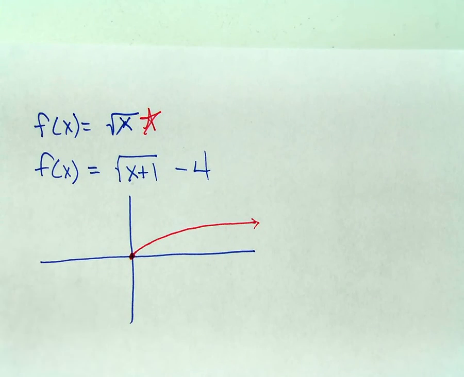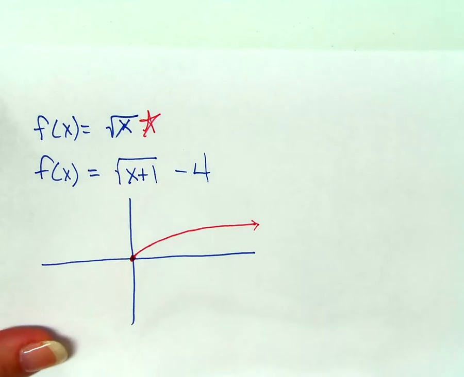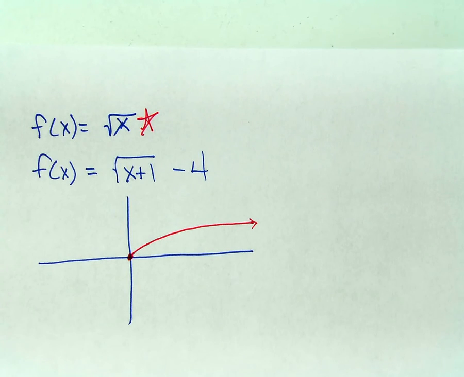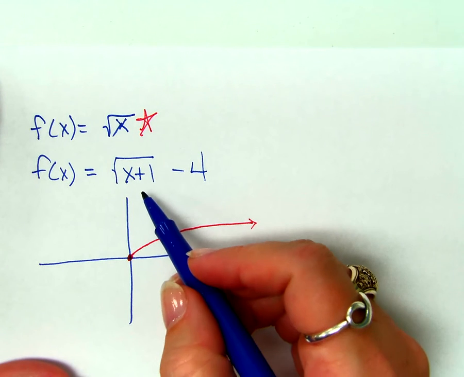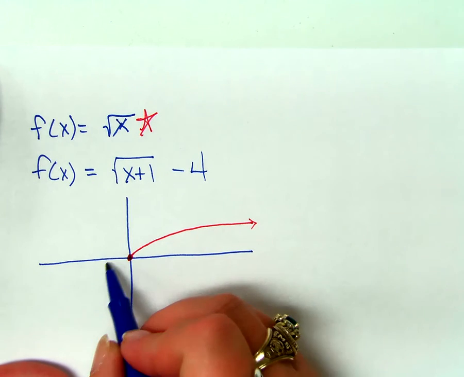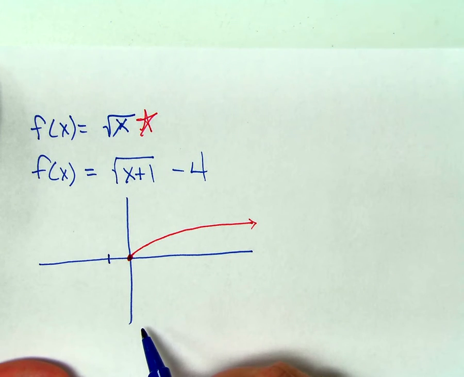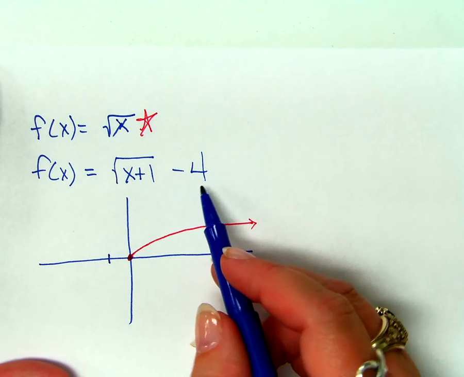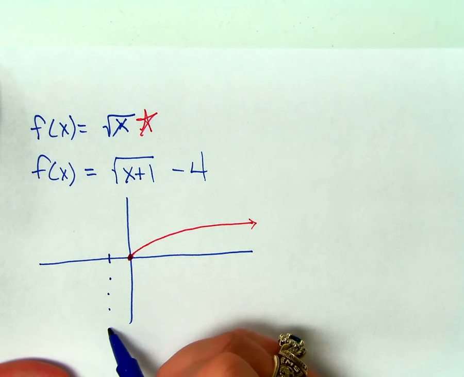So how is this changing compared to its parent function? It needs to move to the left 1. That's exactly right. Moves to the left 1. And then what does it do? Down 4. 1, 2, 3, 4.